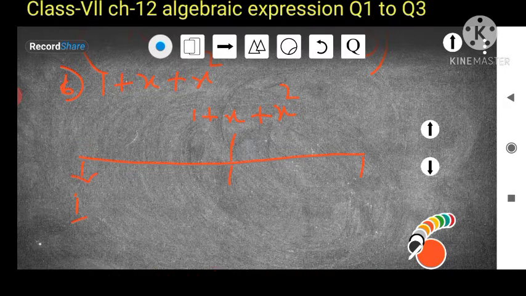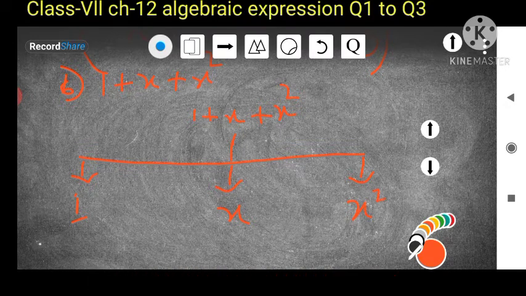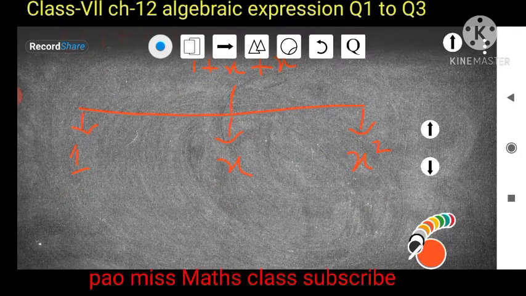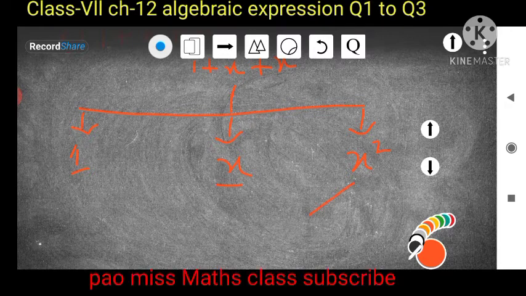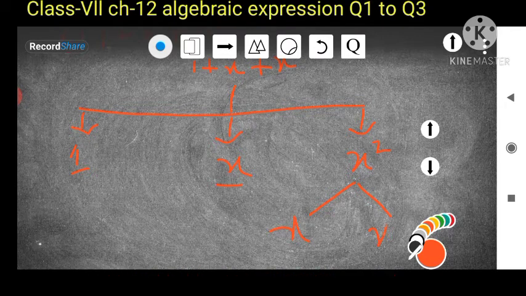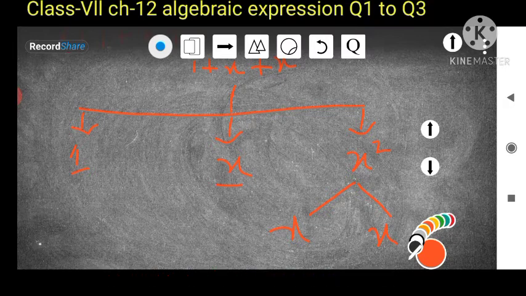First one is 1, second one is x, and third one is x square, isn't it? Now there is no other factor for 1, and no other factor for x also, but x square we can write as x and x, okay. So this is called the tree diagram for the factor.